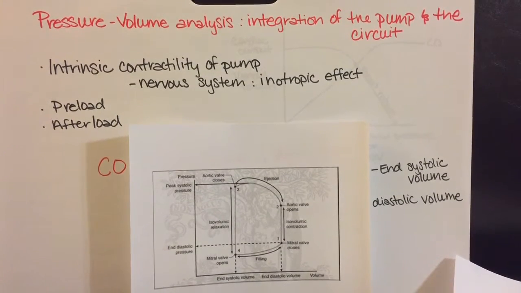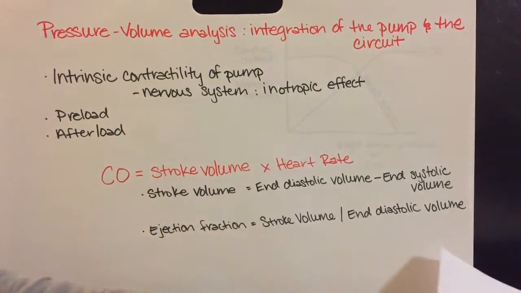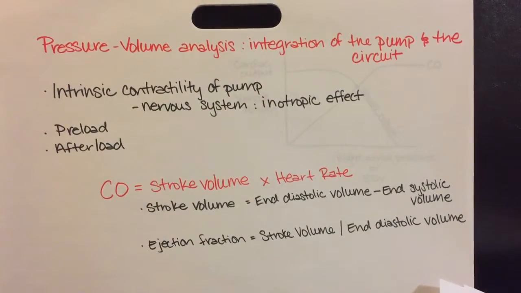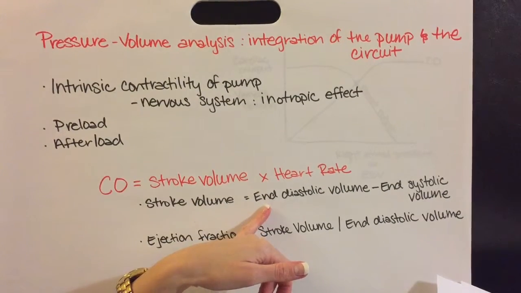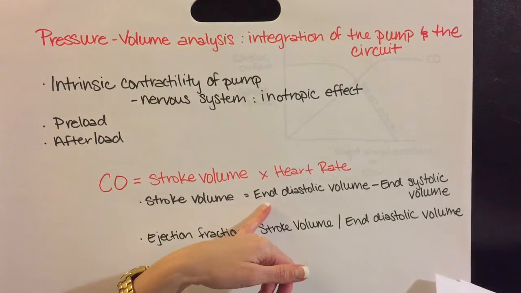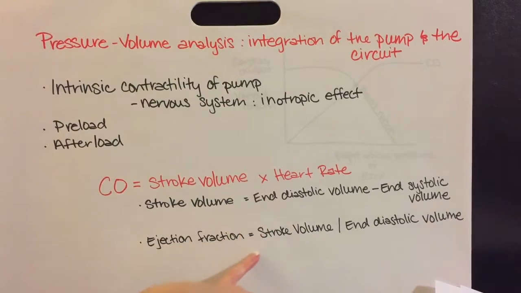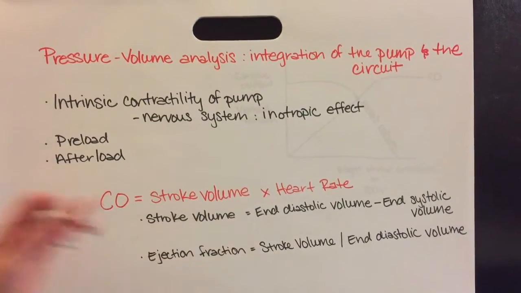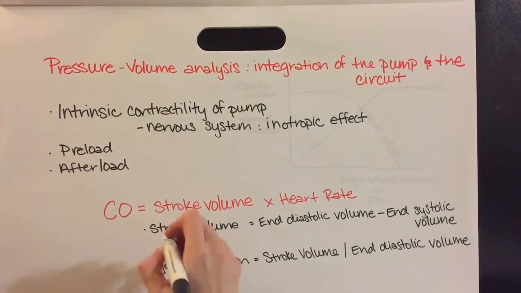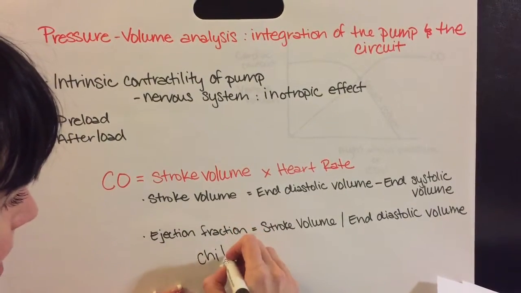So we already know that cardiac output equals stroke volume times heart rate. Stroke volume is equal to our end diastolic volume minus our end systolic volume. Ejection fraction is stroke volume divided by our end diastolic volume. In children, ejection fraction is approximately 67%.